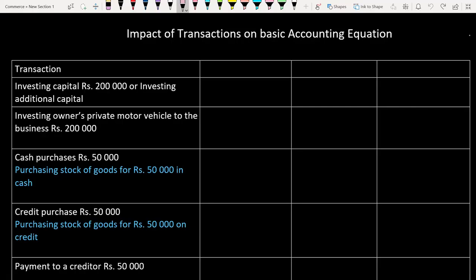In this video, I'm going to talk about the impact of transactions on the basic accounting equation. What is the basic accounting equation? Assets equals equity plus liabilities.